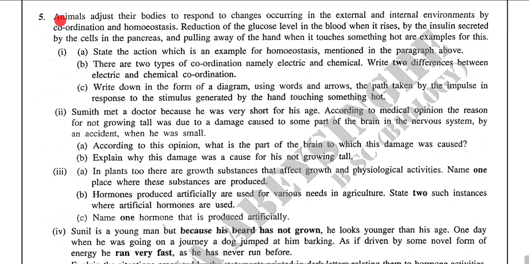Question number 5. Animals adjust their bodies to respond to changes occurring in the external and internal environments by coordination and homeostasis. Reducing the glucose level in the blood when it rises, by insulin secreted by the cells in the pancreas, and pulling away the hand when it touches something hot are examples for this, right? Because controlling the blood glucose level and taking the hand away when we touch something hot are examples for homeostasis.